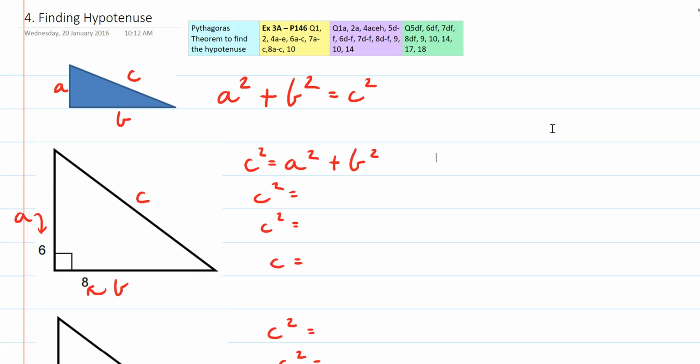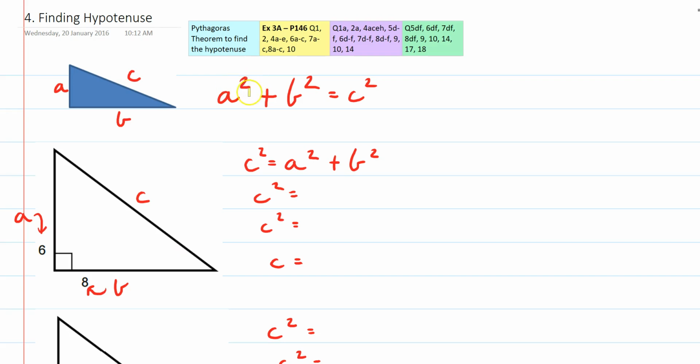This tutorial video is on finding the length of the hypotenuse using the Pythagoras theorem, which you can see at the top here. We can use this Pythagoras theorem to find any of the sides if we have two of the others, but we're just going to focus on the hypotenuse, which of course is always opposite a right angle in a triangle. So it's the longest side as well.